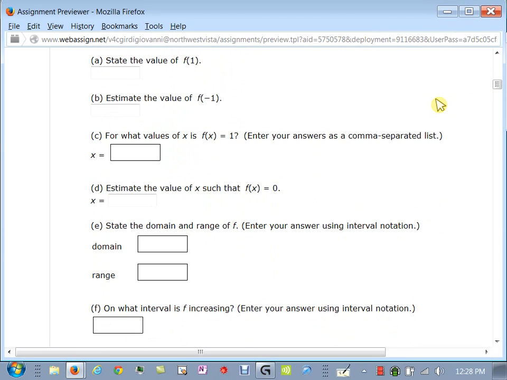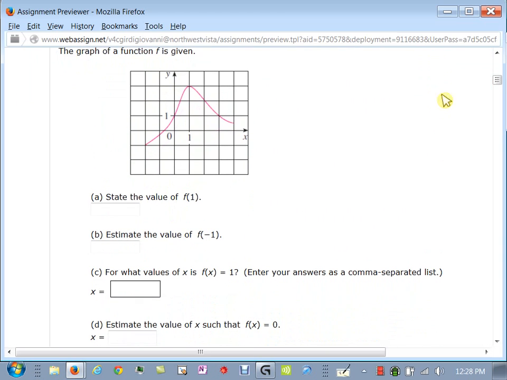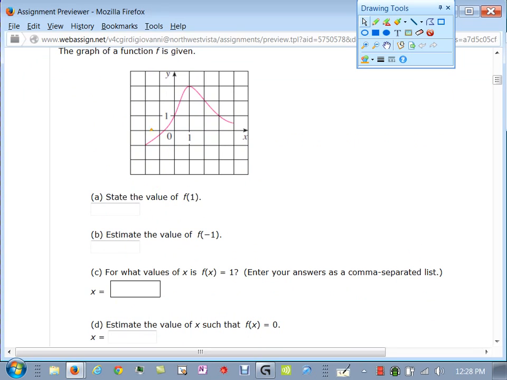State the domain and range. Enter your answer using interval notation. So let's talk about domain here. The domain is all the x values where your function is defined.